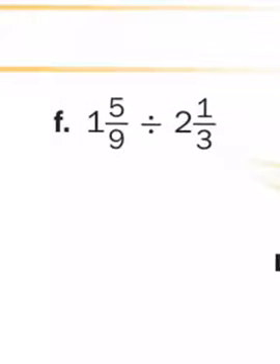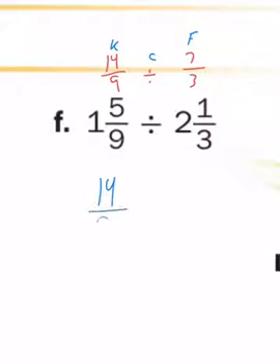All right, so F, did you get, first off, it's 14/9 divided by 7/3. I changed them to improper fractions. Now I'm going to keep, change, flip. I'm going to keep it 14 over 9, change it to multiplication, and flip it to 3/7. And this one has lots of bow tie reducing.